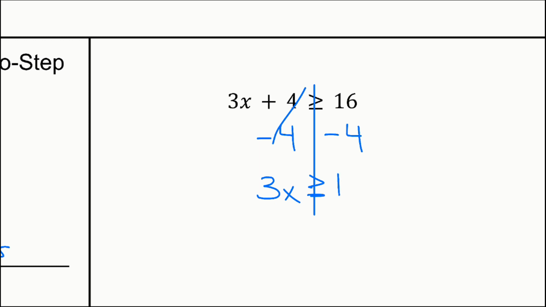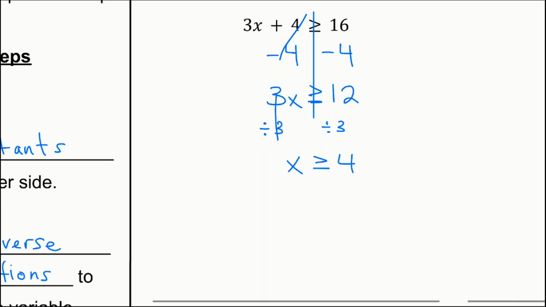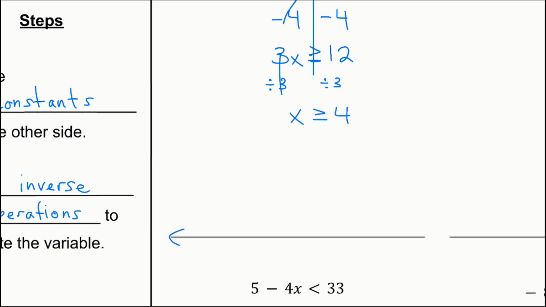16 minus 4 is 12. Since that's 3 times x, we divide. Divide by 3. Divide by 3. Cancel, and you get x is greater than or equal to 4. Now, the reason I didn't switch my inequality symbol here was because even though I did division, it wasn't division by a negative. So that's why this still reads x is greater than or equal to 4.